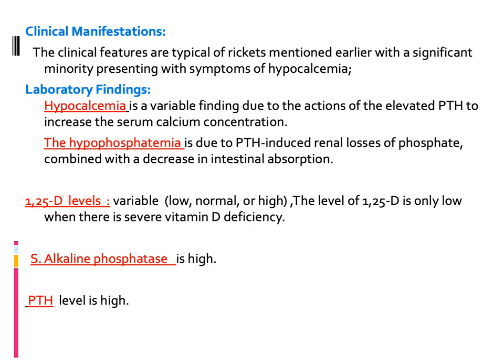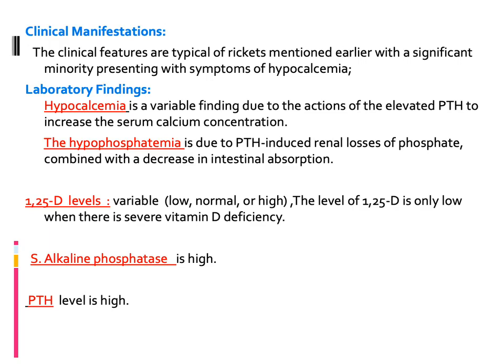Clinical manifestation. I will not repeat the clinical manifestation of rickets because it is typical of rickets mentioned earlier, with a significant minority presenting with symptoms of hypocalcemia. So rarely we find patients with nutritional rickets presenting to us with convulsion or with stridor or with carpopedal spasm. But we find typical features as mentioned previously, like craniotabes, bossing of the head, rachitic rosary, widening of the wrist, bowing of the leg, delayed dentition, and any other symptoms and signs we mentioned earlier.